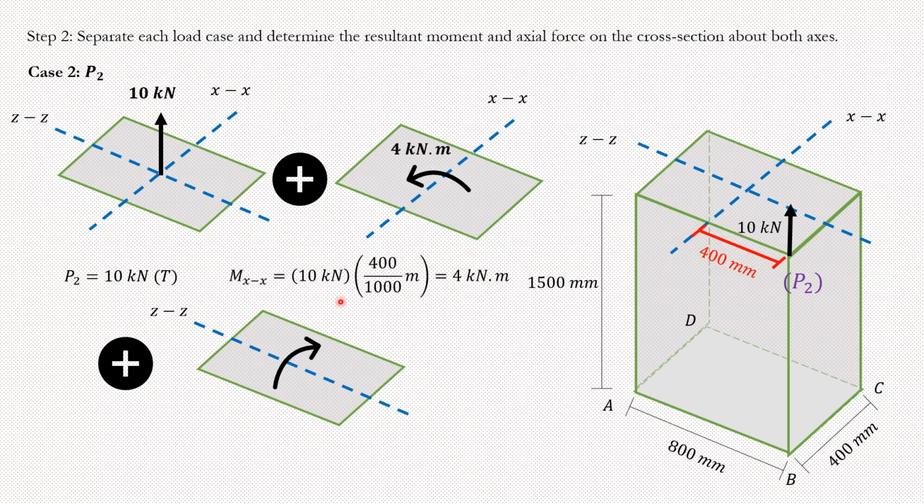Remember that the units we're using are kilonewtons and meters, the most common units for moment. So that gives 4 kilonewton meters here, and the same thing for the ZZ axis. You're going to have 2 kilonewton meters because you have this 10 kilonewton force and the lever arm, the perpendicular distance from the ZZ axis, which is 200 millimeters, or 0.2 meters. That's how you get your moment as well.